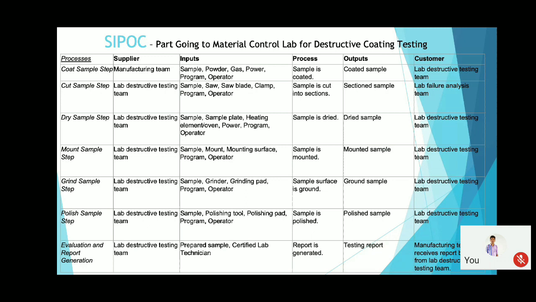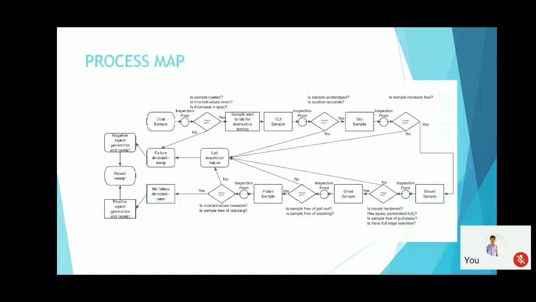Lab restrictive testing team is my supplier. Then you need to be a team player. You need to work with the team. And what are the inputs, and then process, and then output? Then what? Who is the end customer?